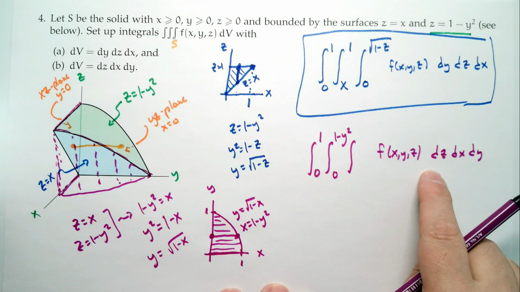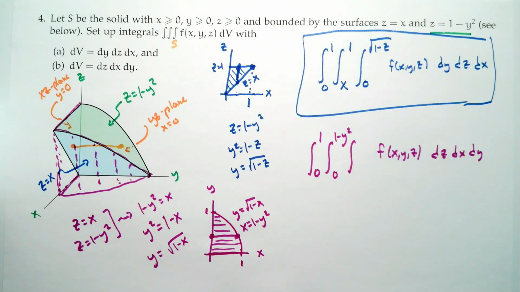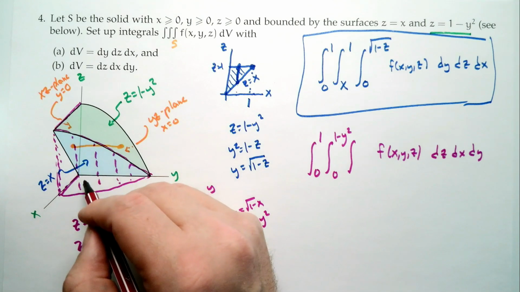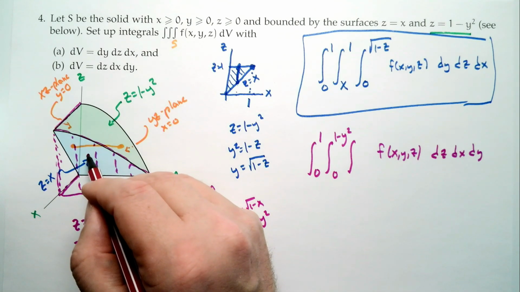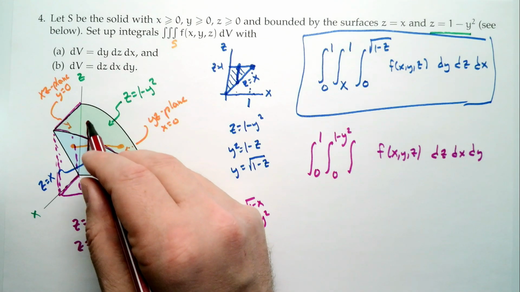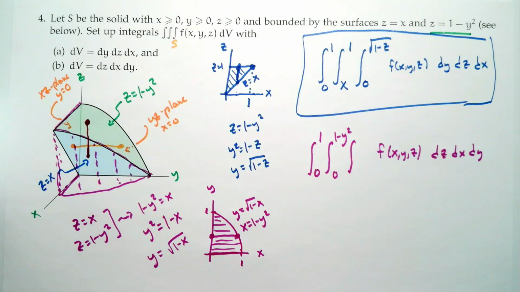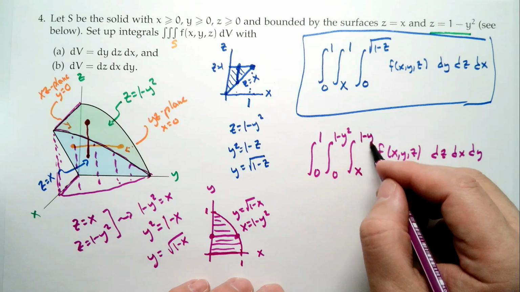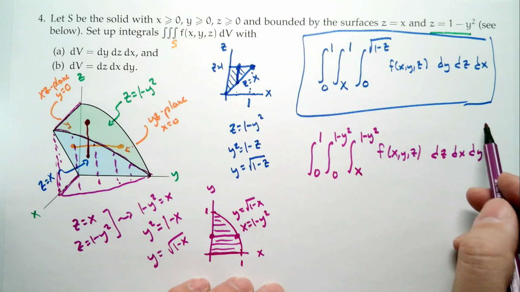Where does z go from? Well, now we go back to our 3D picture. If I'm looking at dz, I want to move parallel to the z-axis. I'm going to be moving up, down, up, down. So I can imagine I come up, and then I hit this first plane, the blue plane, then I go up until I hit the green plane. So what are my bounds? Well, I'm going from the blue, which is z equals x, up to the green, which is z equals 1 minus y squared. And we're done.